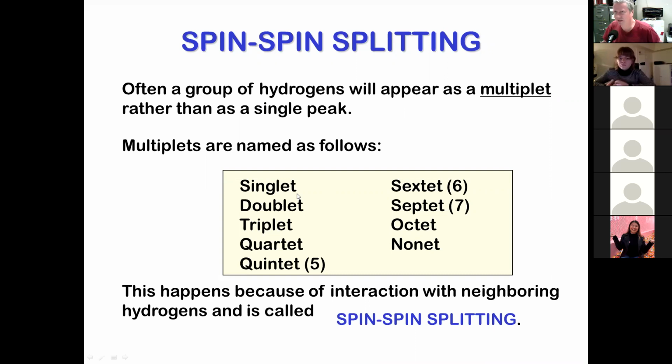We have a singlet. A singlet's a single peak. We have a doublet, a triplet, quartet, quintet, sextet, septet, octet, and nonet. Of course, these all make sense. It's just the number of peaks, right? This happens because of interaction with neighboring hydrogens, and it's called spin-spin splitting. We'll see what that means. It's going to be something about interaction between a CH2 and a neighboring CH3, that kind of thing. That's the basic idea. Let's see what we mean by this.